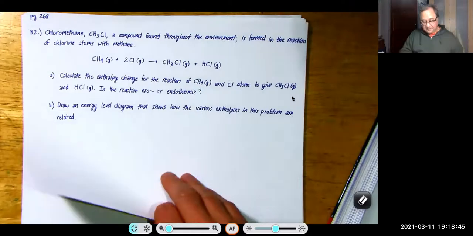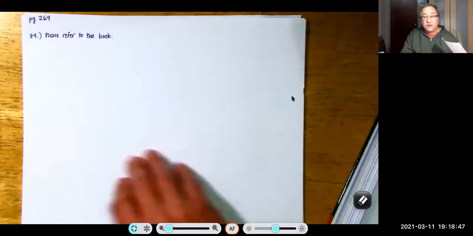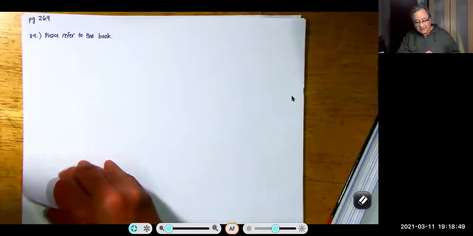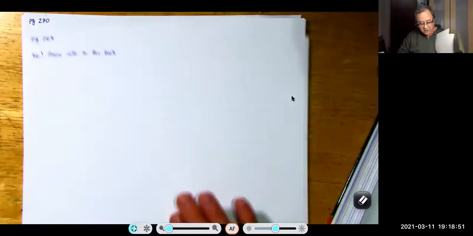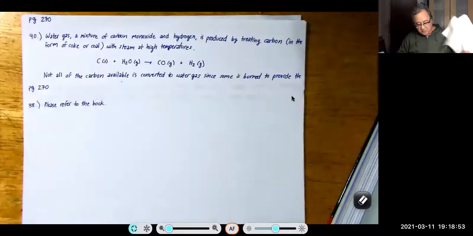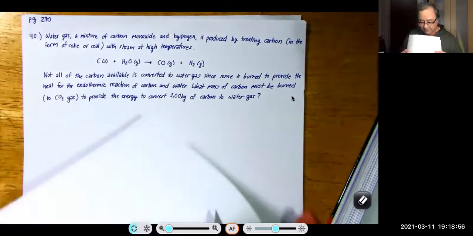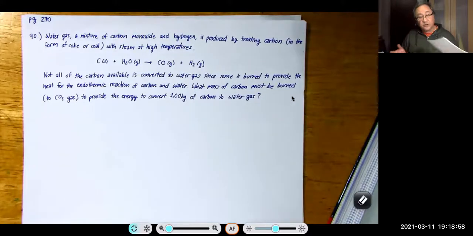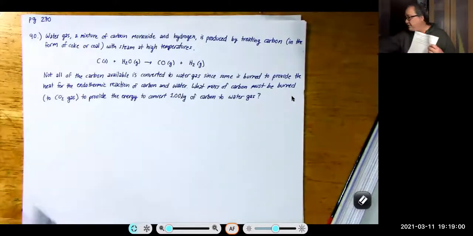Okay, so let's see if we want to do one more, or actually it's 7:18, so I think I'm going to call it quits. And tomorrow we'll probably do some of this stuff right here. We'll do some more energy level diagrams also.